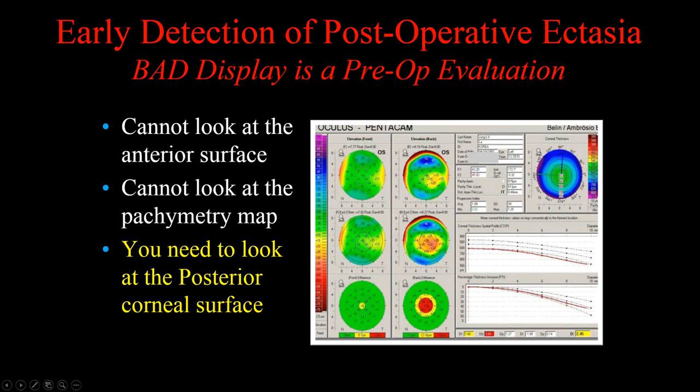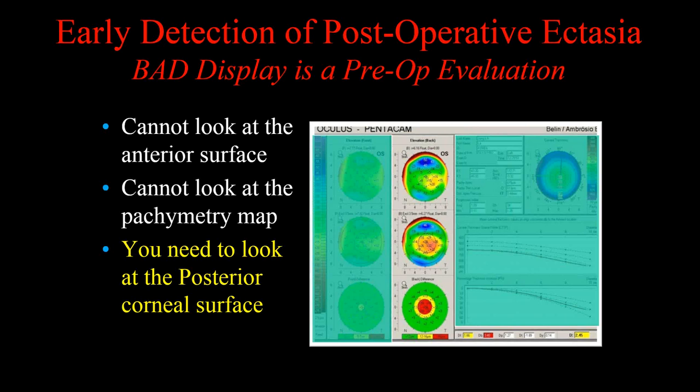There's only one part of the display that, if you don't have preoperative data, you can look at, and that's this. Because the anterior surface, as I said, is surgically altered. The corneal thickness is altered, so clearly all these tracings will be abnormal. This is the only part of the map that you can look at postoperatively to determine if there's a hint of a posterior ectasia. And you'll see again it's abnormal. But what you can't tell again is whether this is a post-LASIK ectasia or a missed subclinical keratoconus. But you can at least know if the case is normal or not.